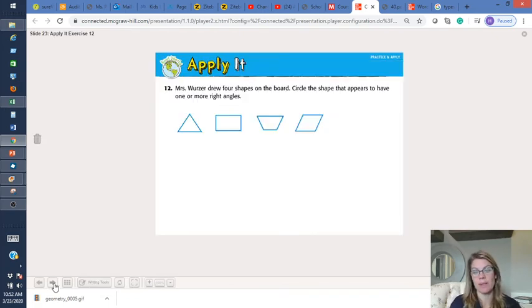Okay, we have these 4 shapes on the board. Circle the shapes that appear to have one or more right angles, so it can have more than one. Okay, so this one has how many right angles? It has 4. Does this one have any right angles? Nope, they're all acute. They're all smaller. Does this one have any right angles? No, these 2 right here are smaller, and these 2 look like they might be obtuse. They're a little bit bigger, right? And same with this one. These 2 are acute. And these 2 are obtuse, they're bigger. Right, so there's only one that has right angles in it.